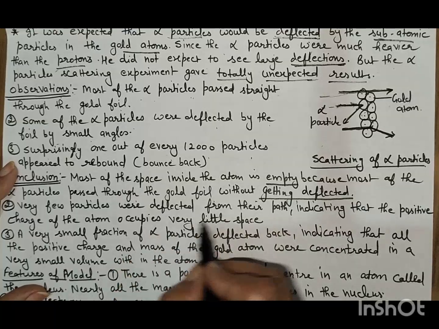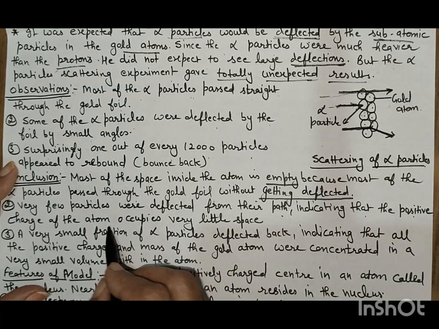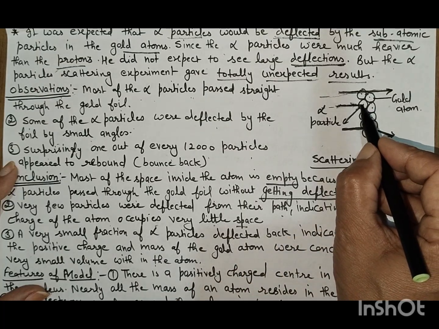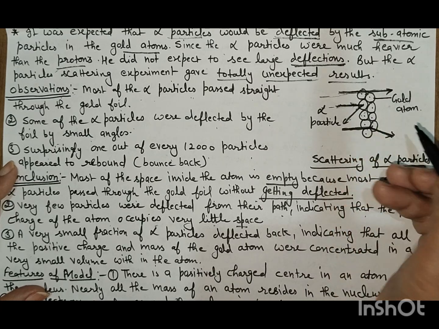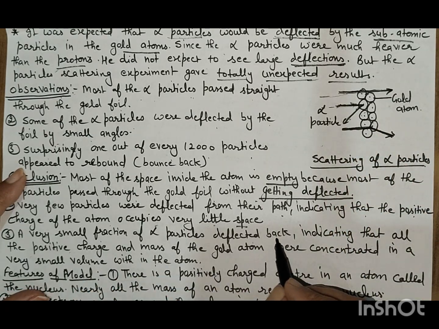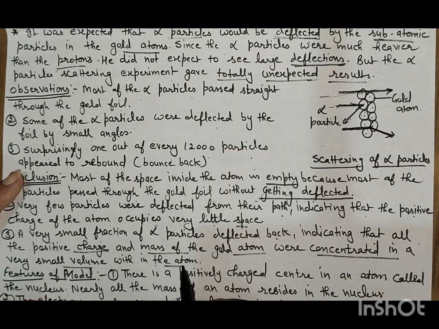Very few particles were deflected from their path, indicating that positive charge of atom occupies very little space. Where the positive charge is present, there they show the deflection or the rebound. A very small fraction of alpha particle deflected back, indicating that all the positive charge and mass of the gold atom were concentrated in a very small volume within the atom.